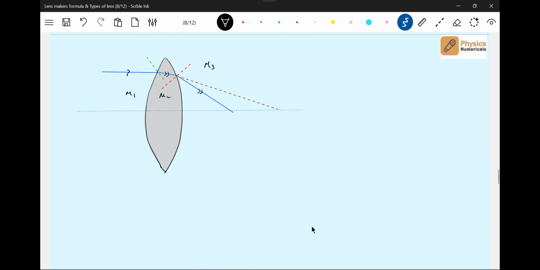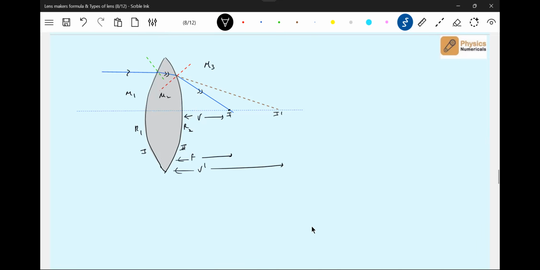Okay, fine. These are the radii of this surface, let it be R1, R2. First, it will strike this surface. Next, it will strike the other surface. This is i, this will be i dash. This will be the focal length, let it be V. Later we'll call that the focal length.